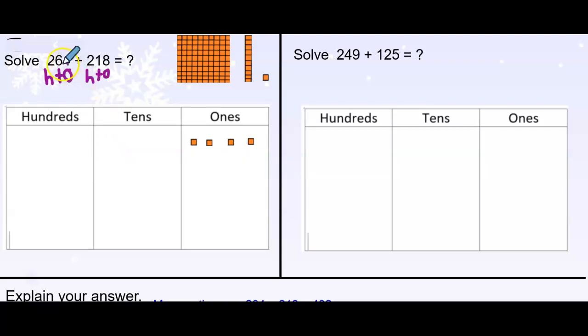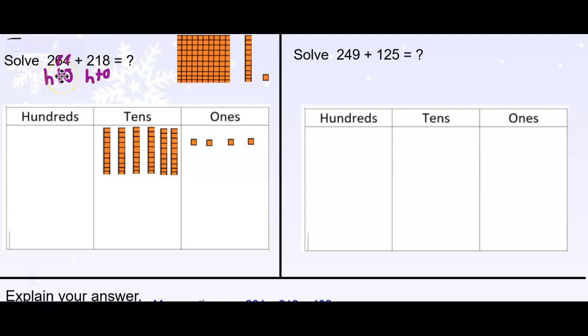Let's move on to the next number. Can you tell me what it is? That's right, it's 6 tens. So let's get 6 tens rods. Can you help me count? 1, 2, 3, 4, 5, 6. Great job, boys and girls. Let's cross out that 6 tens because we're finished with that.